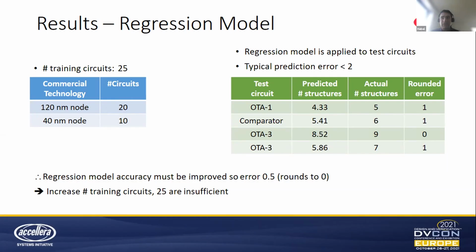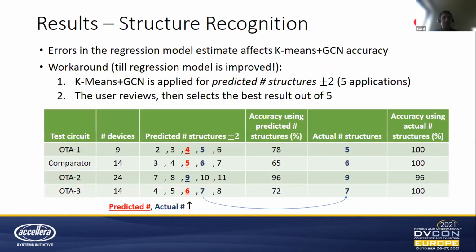So one point we have to do, or we're working on, is to increase the number of training circuits and have a range wide enough to cover all the examples we have at the company, since 25 is insufficient. Finally, for the final structure recognition, these errors in the regression model will affect the next steps, but we made a workaround.